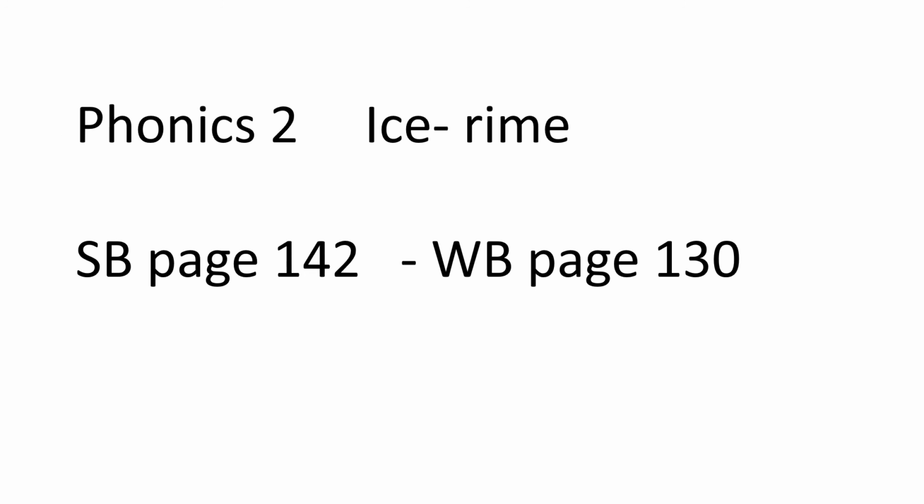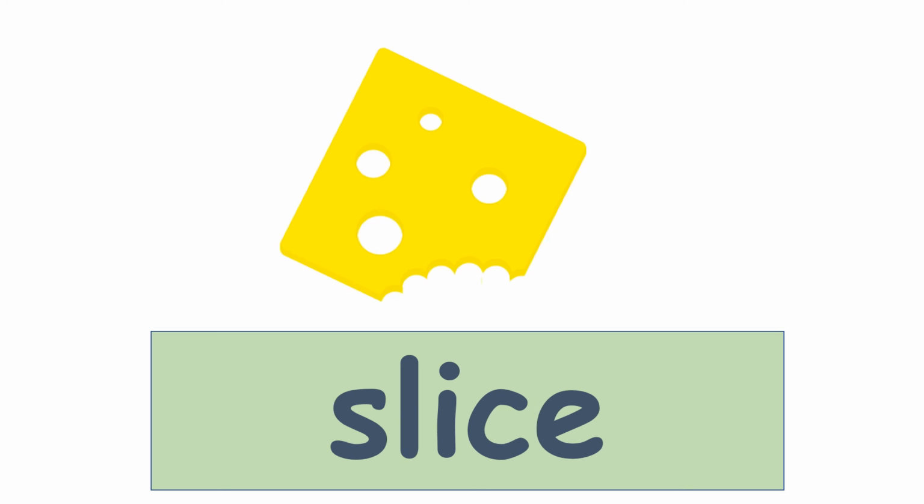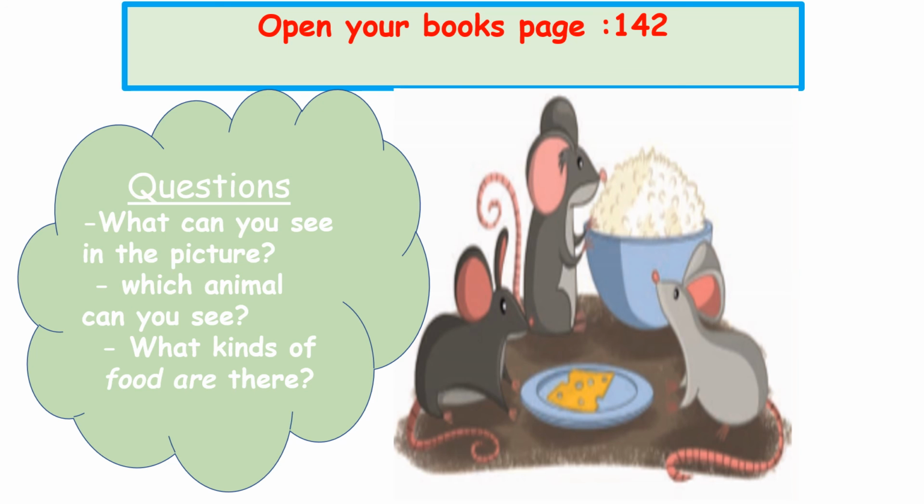Now we come to the last lesson, which is Phonics 2. Ice rhyme. Student book page 142 and workbook page 130. The new words are mice, rice, slice. Very good. Look at the pictures. What can you see in the pictures? I can see rice, mice, and slice. Which animals can you see? Mice. Very good. What kinds of food are there? Rice and slice. Very good.